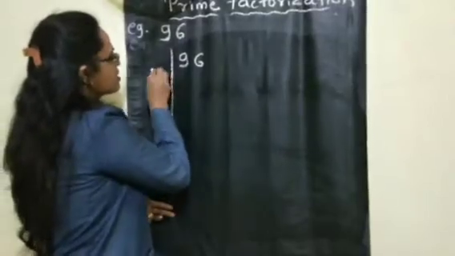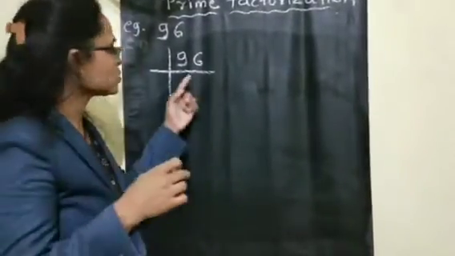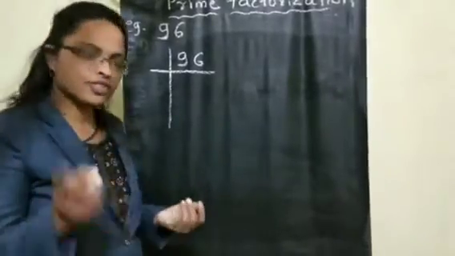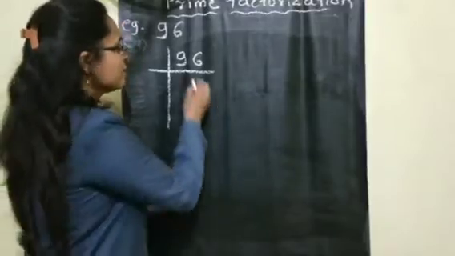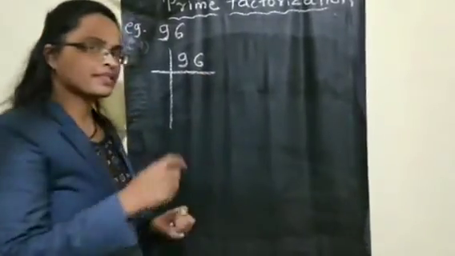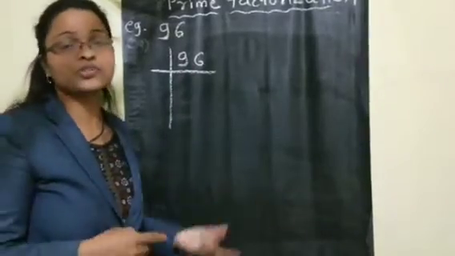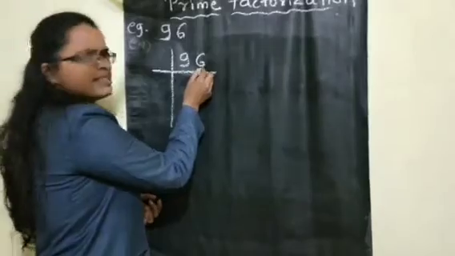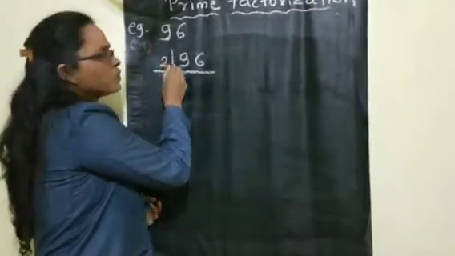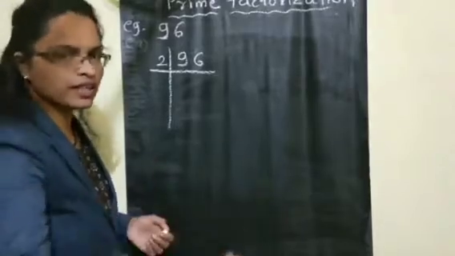So let us start. Here I told you to use your test of divisibility. If you selected the prime number 2, you have to see whether the number in the ones place is 6, meaning it is divisible or not. Always check your divisibility. Here it is 6, so yes, it is divisible by 2, and 2 is the smallest prime number. Always start with the smallest. If not, then go for the next prime number.